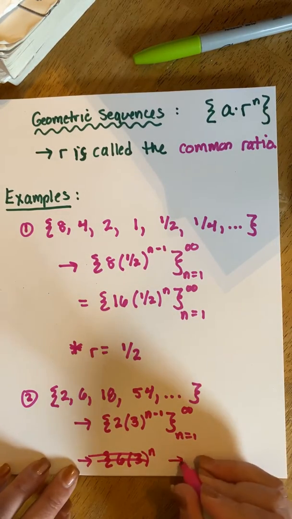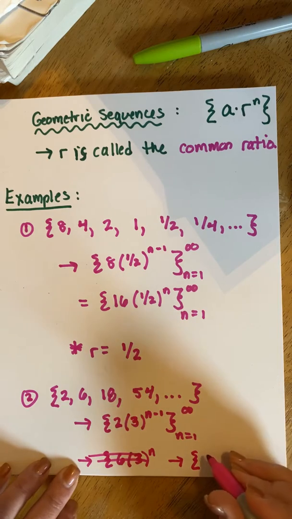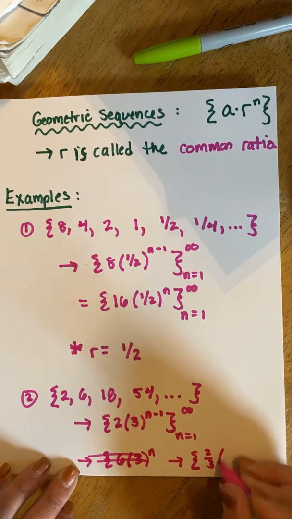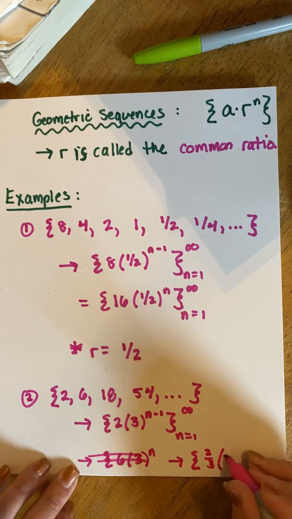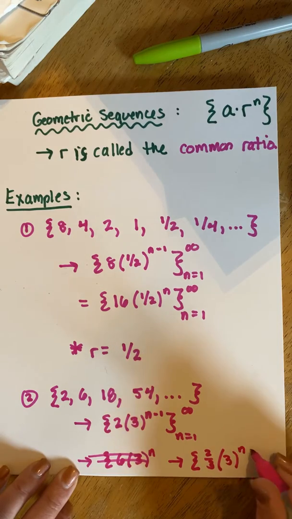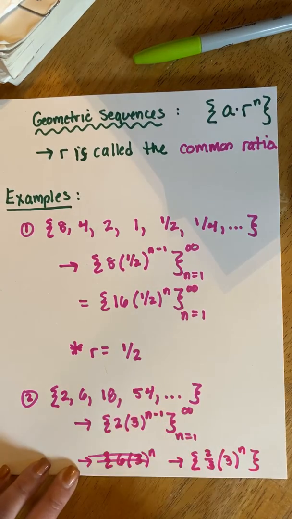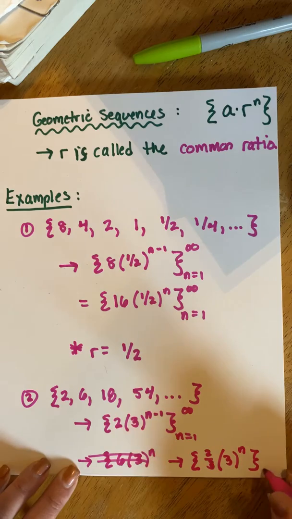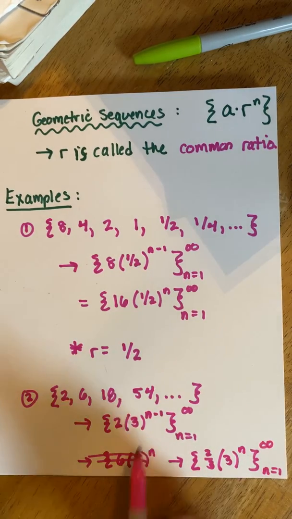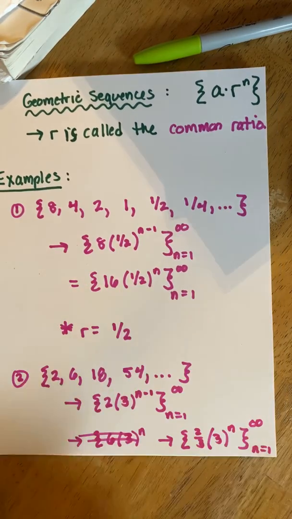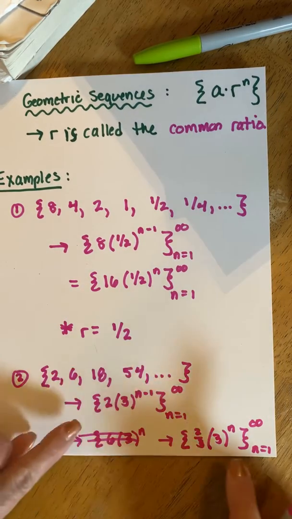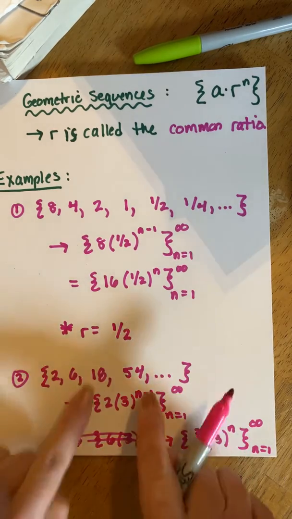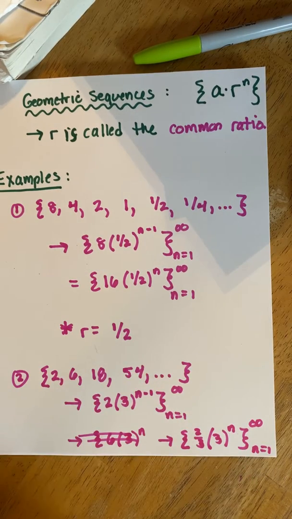How about we do 2/3 times 3 to the n maybe? Because if n is 1, that would give me the 2. Yep, so that would work. n equals 1 to infinity. We're going to like this form better, so we'll talk about this a little bit later. But either one of these templates will produce that sequence.